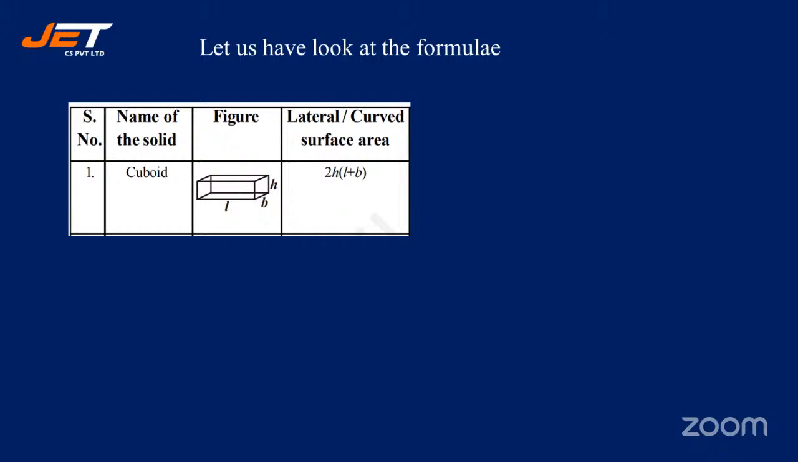So here we have the cuboid. The figure is given, and we are going to learn the lateral surface area or the curved surface area. The formula is twice of h into length plus breadth, so 2h into (L plus B). It's a very quick revision, students, so I request you all to quickly take down all this.